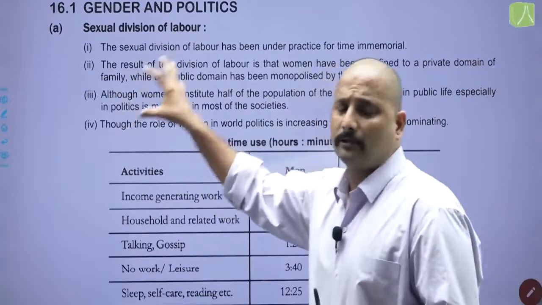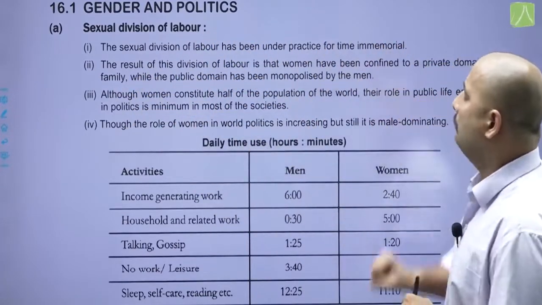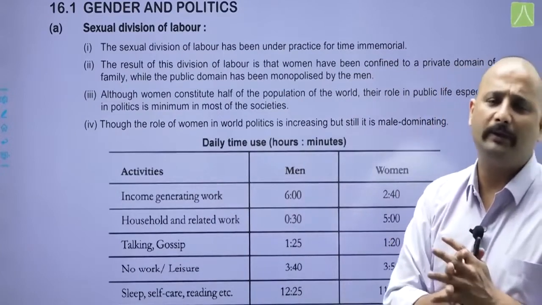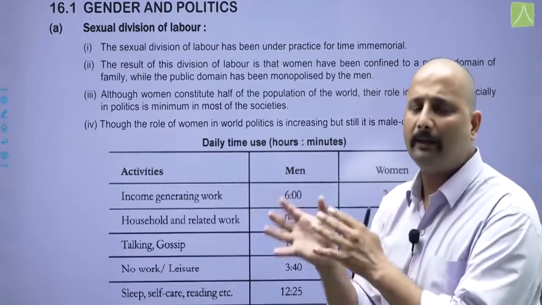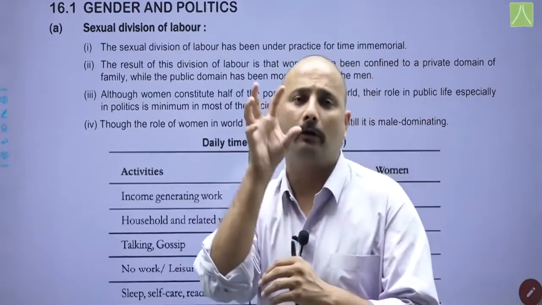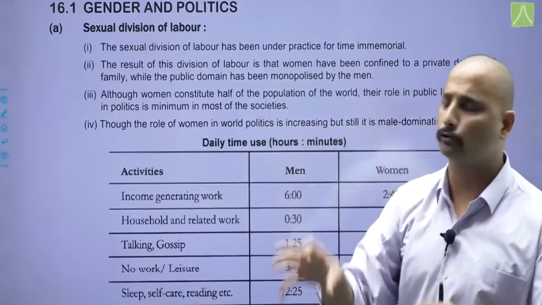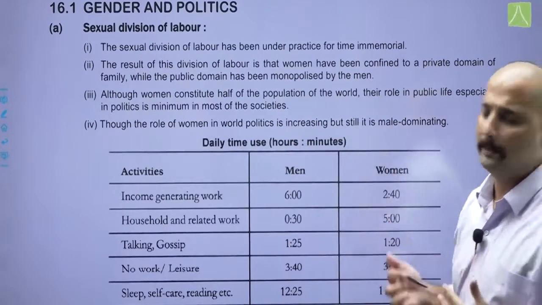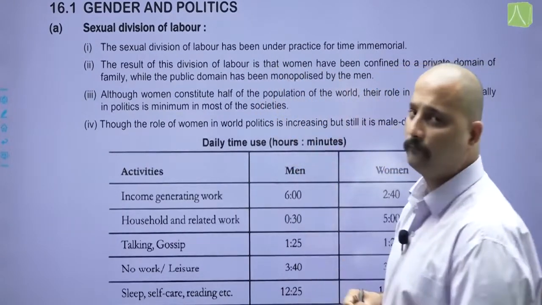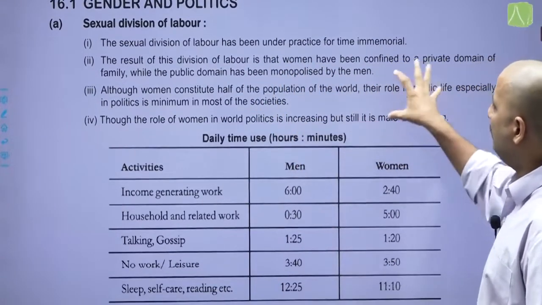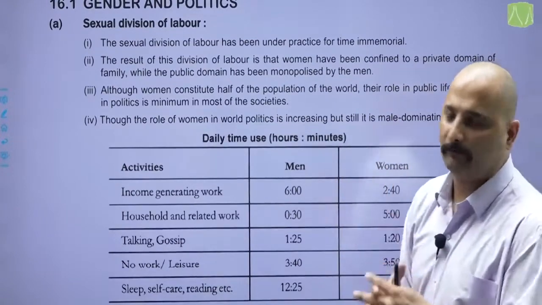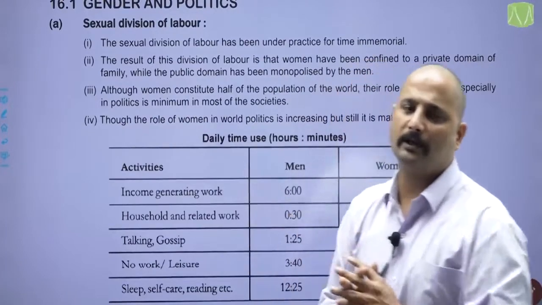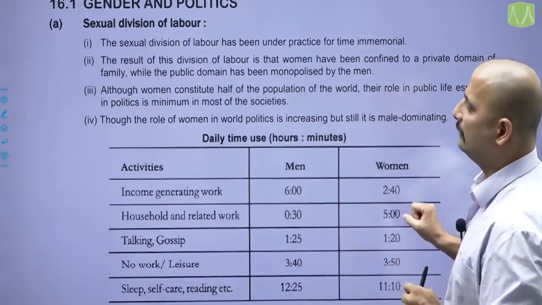First of all, the sexual division of labor. What does this mean? Here it does not have to do with biological differences between male and female, but with what roles or work have been assigned to them in society. The sexual division of labor has been practiced for time immemorial. The result is that women have been confined to the private domain of the family, while the public domain has been reserved for, or monopolized by, men.